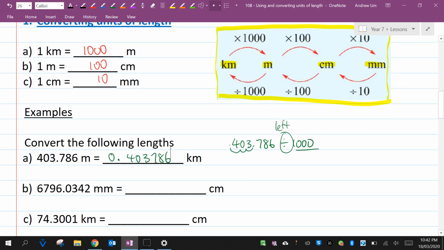For question B, we have 6,796.0342 millimeters, which we want to convert into centimeters. Millimeters into centimeters. So follow the arrow. It's telling us that we need to divide the number by 10. So when we divide a number by 10, technically we're just moving the decimal to the left once. Left once. So our answer is 679.60342.